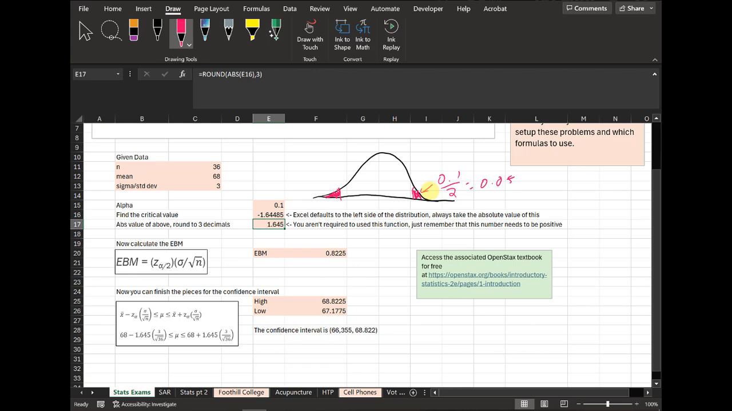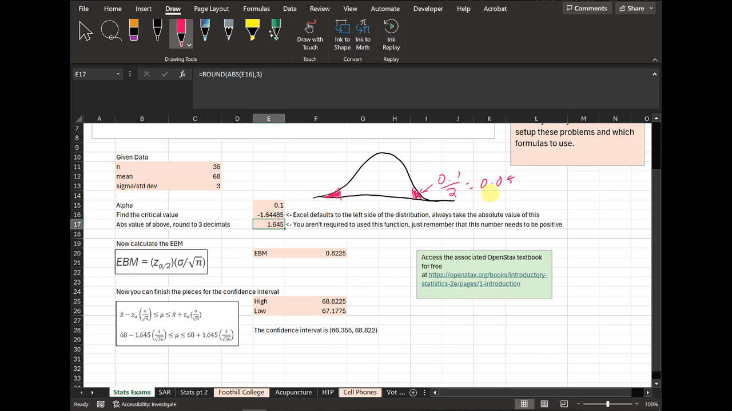Now, remember that the NORM.S.INV function always returns a negative value. So all of our normal distribution Excel functions always return the leftmost value, something to the left. But when we're talking about confidence intervals, we typically want this to be positive.